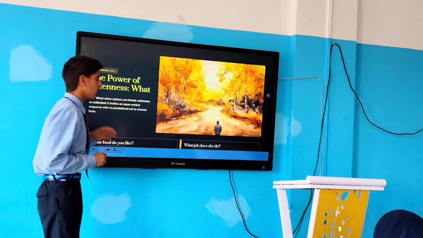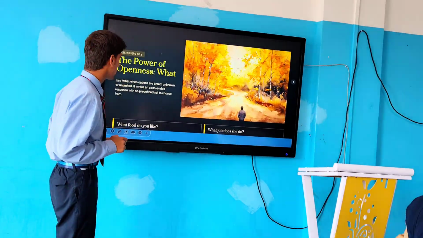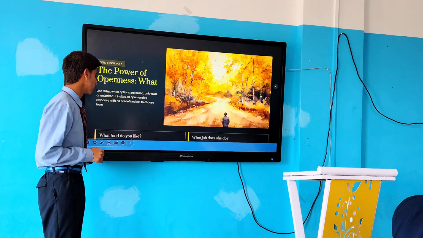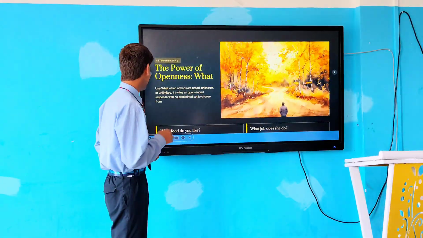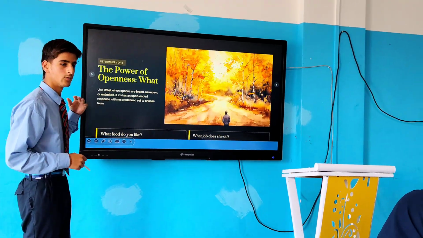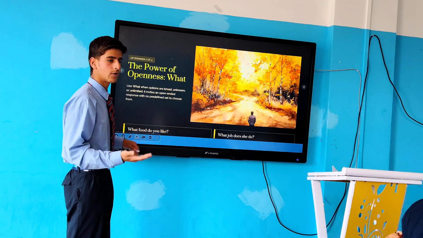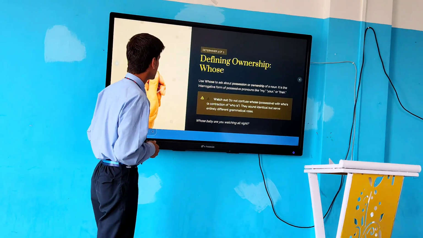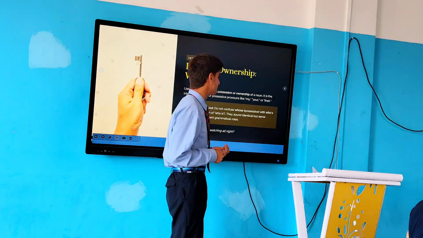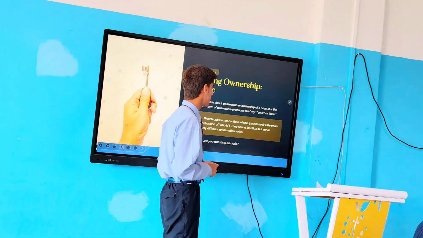Now the second type is what. Now we use what when options are broad and unknown or unlimited. It invites an open-ended response with no predefined set to choose from. What food do you like? Here we use what before the noun food, and there are infinite choices here. And third one is whose, which is used with the possession or ownership of a noun. It's the interrogative form of possessive pronouns like my, your, and theirs.